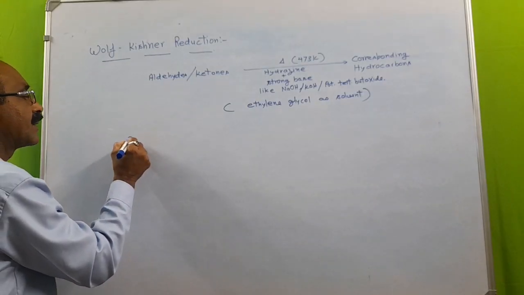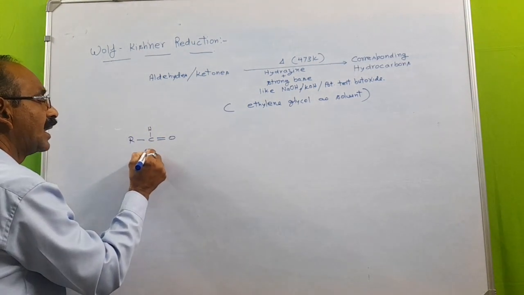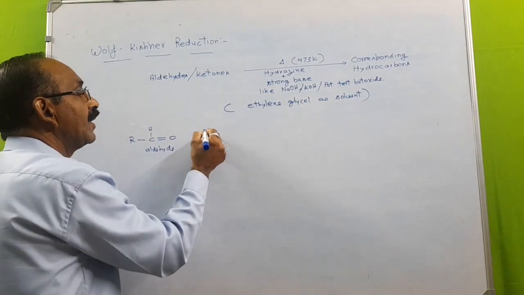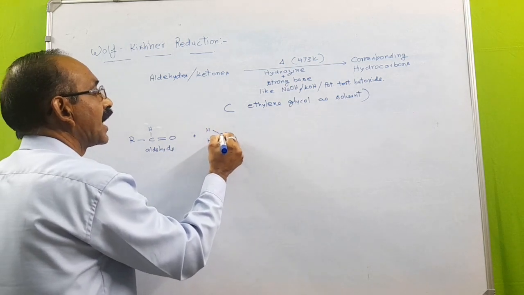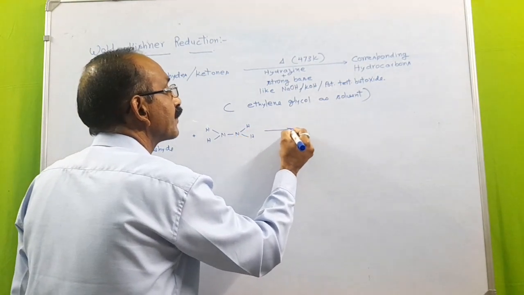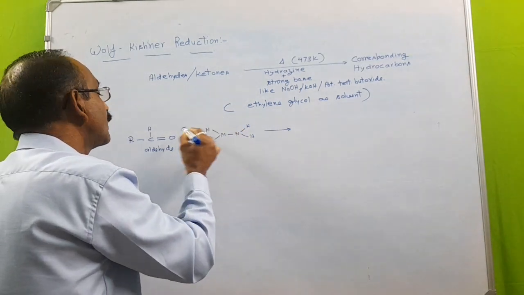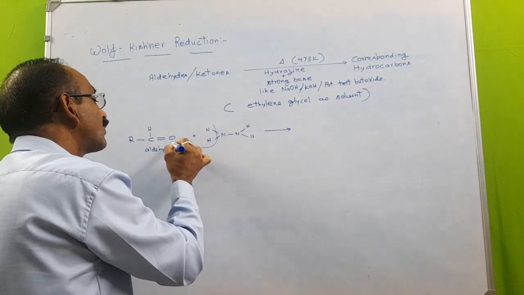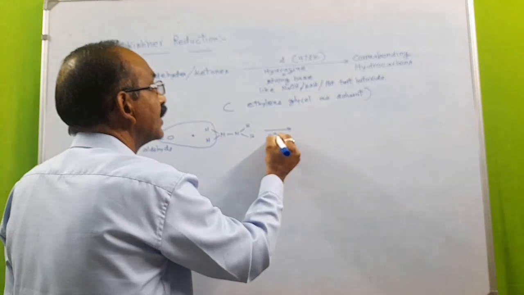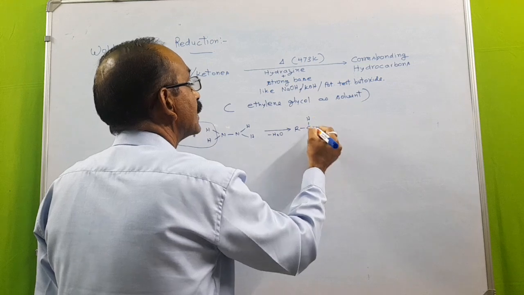See, let this is our aldehyde, and when it is treated with hydrazine, hydrazine is NH2NH2. So here both the hydrogens come out with the oxygen of the carbonyl group in the form of water, and here we will get a compound.